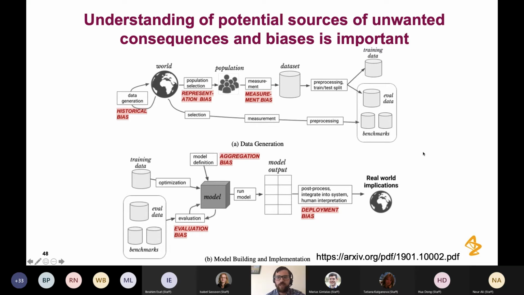Then historical bias: how we generated the data, how many legacy data sets there are, then how we measure and how we capture the images, like the brightness of pixels, bright field, camera characteristics, how we define our model, how we evaluate. So there are plenty of biases to keep in mind.